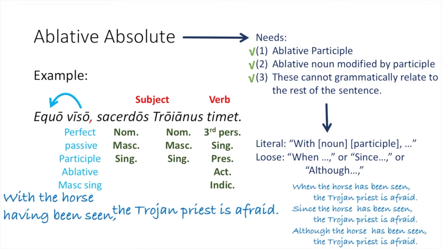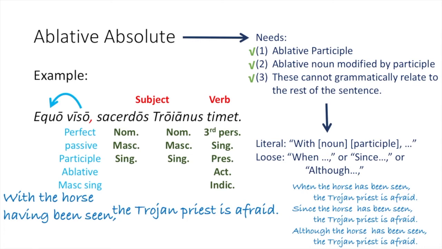So we could say when the horse has been seen, the Trojan priest is afraid, or since the horse has been seen, the Trojan priest is afraid, or although the horse has been seen, the Trojan priest is afraid. If you remember the context of this, when there's a horse and a Trojan priest, we're during the Trojan War, where the Greeks leave a giant wooden horse outside the city of Troy, and the Trojan priest Laocoon is afraid of this horse because he doesn't trust the Greeks bearing gifts, and he throws a spear at it to try and prove that it's not that good and to attack it.